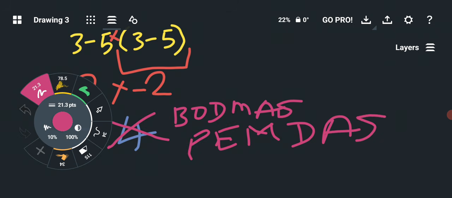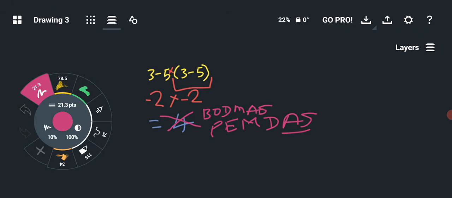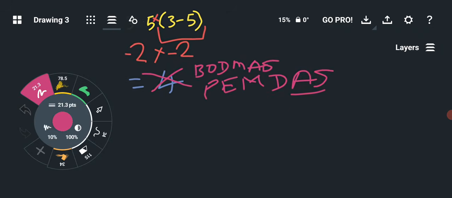P stands for parentheses, E stands for exponents, M stands for multiplication, D stands for division, A for addition, and S for subtraction. Multiplication and division have equal priority, and addition and subtraction have equal priority. So let us solve for the correct answer.